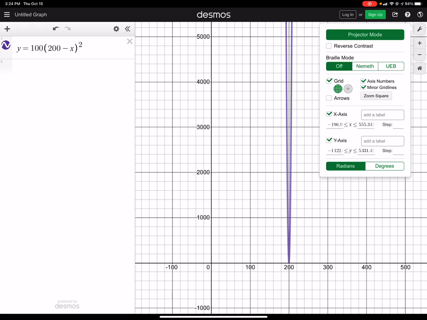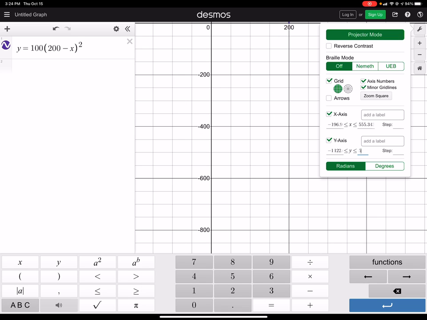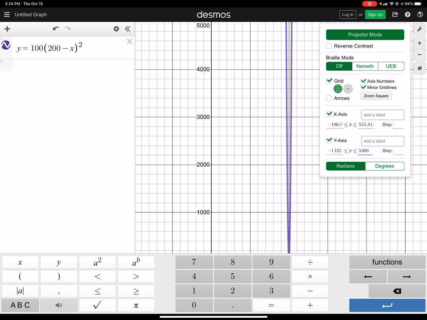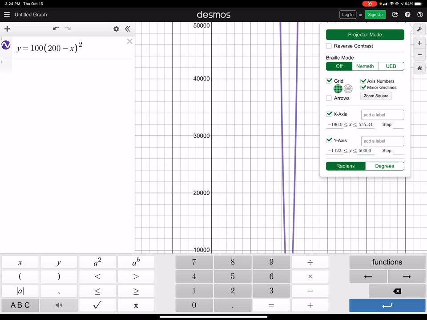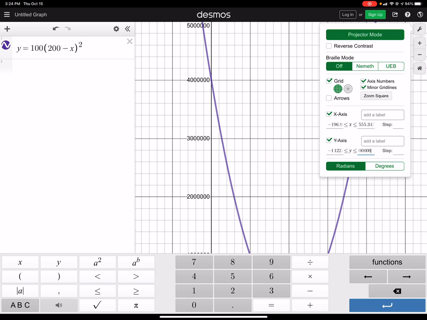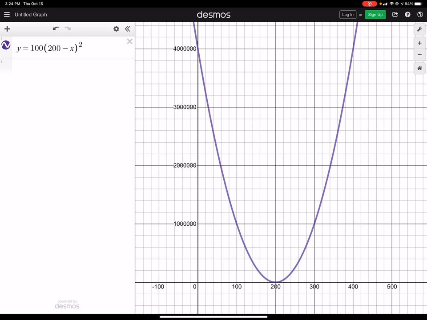So I hit my settings. And you could do this on the TI-84 also. It's in Window. But this is beautiful because it changes on the fly. So 5, that's 50, 5,000, 500, 5,000. That's 50,000, 500,000, 5 million. Okay, there we go. Now I can see the graph. So I just had to change the window. Now there is my volume.